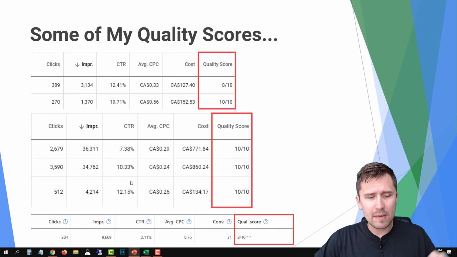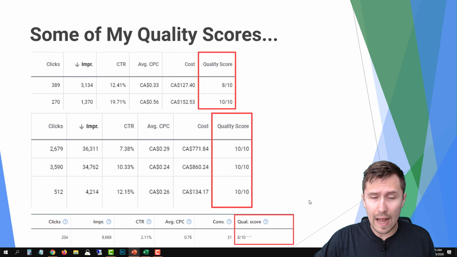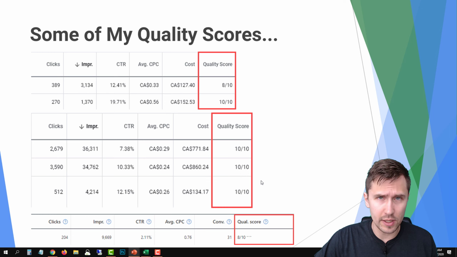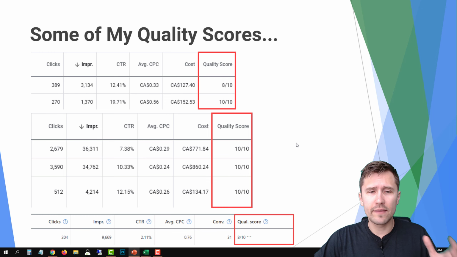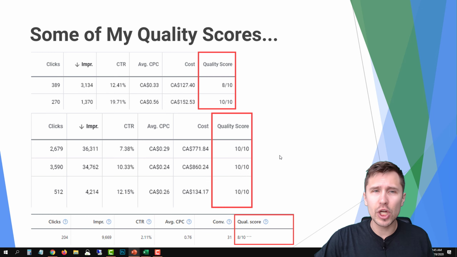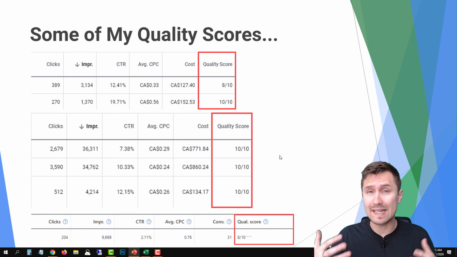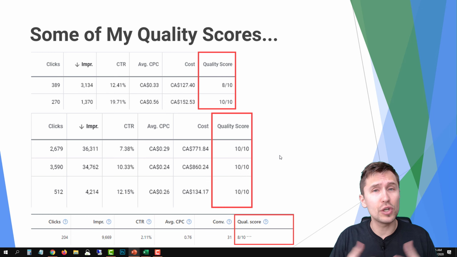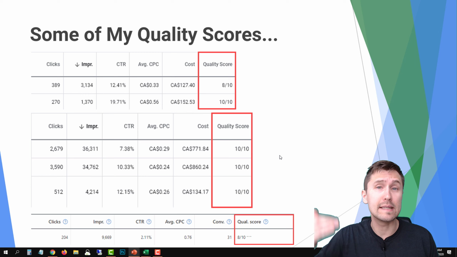And I dove deeper into this bottom ad group here just to show you the actual keywords contained inside of it. As you can see, mostly 8s and 10s. 8 is a very good quality score, okay? That is very good. The difference between an 8, 9, and 10 isn't that much. The difference between a 5 and a 6 is humongous in terms of how much you pay. The difference between a 5 and a 10 is absolutely huge. You could be paying double, triple, quadruple of what the person with a 10 is paying, okay?